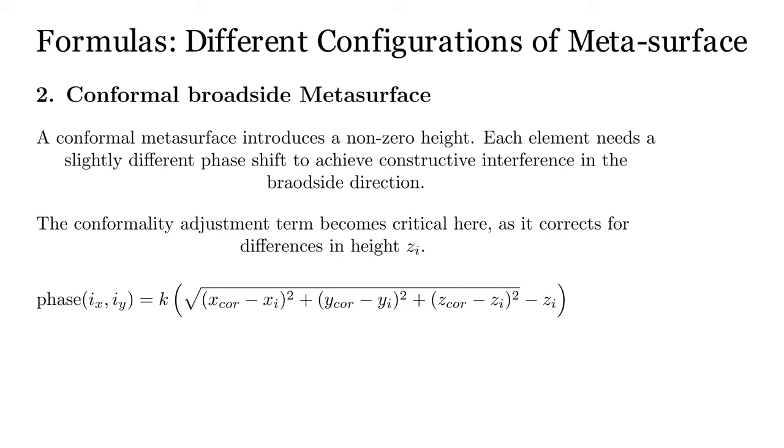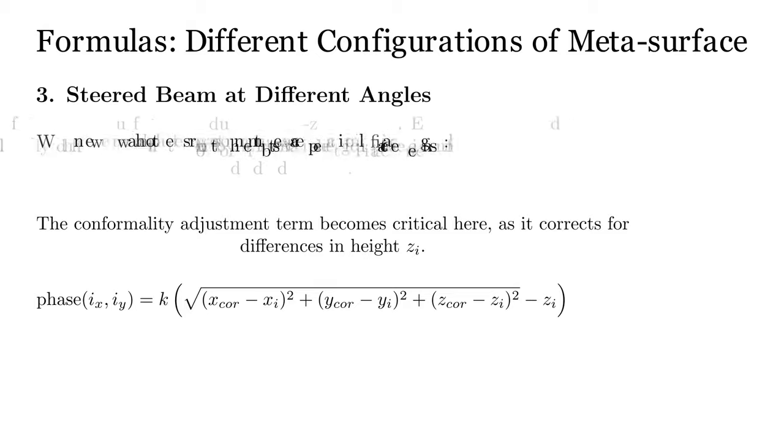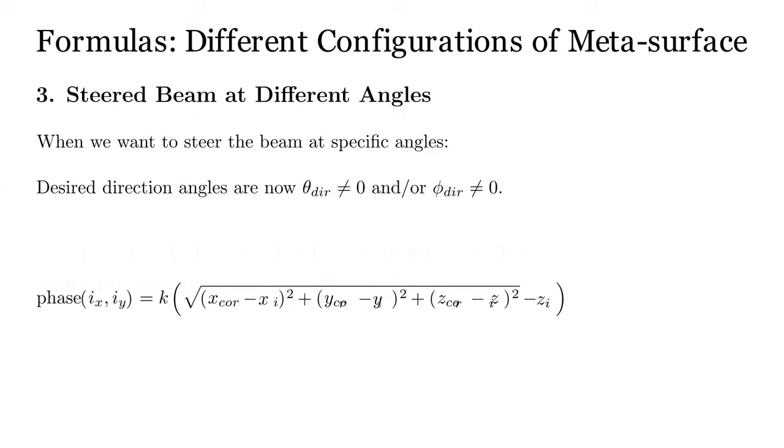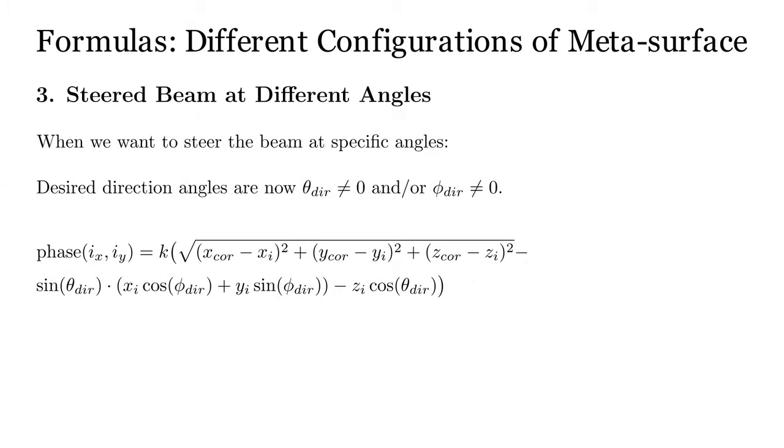Formula with height offset, the extra z term helps compensate for the differing heights, ensuring that all elements reflect in phase despite their physical offsets. When we want to steer the beam at specific angles, the desired direction angles are now theta is not equal to 0, or phi is not equal to 0.